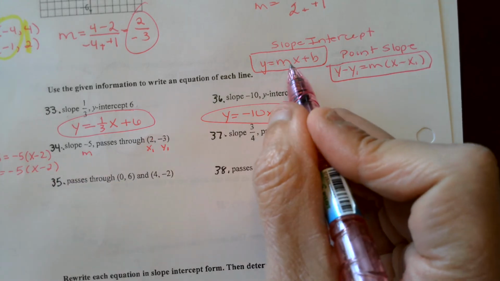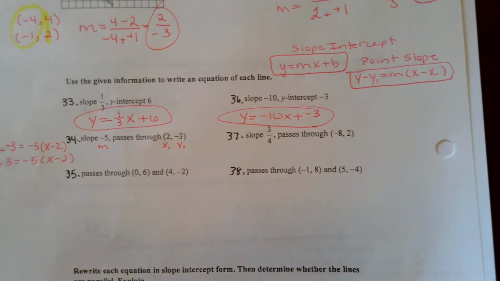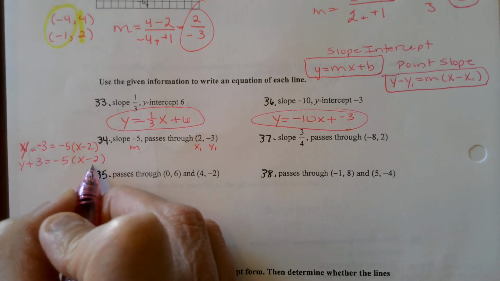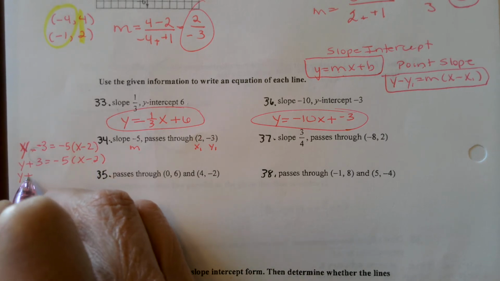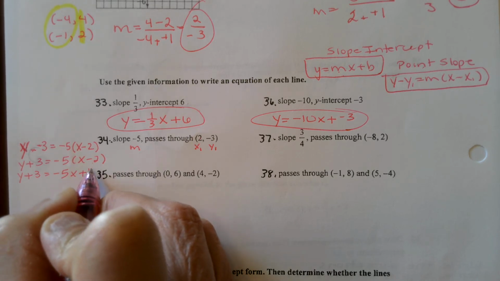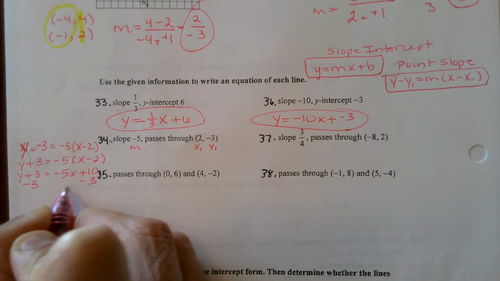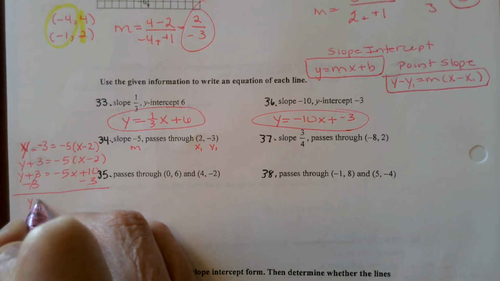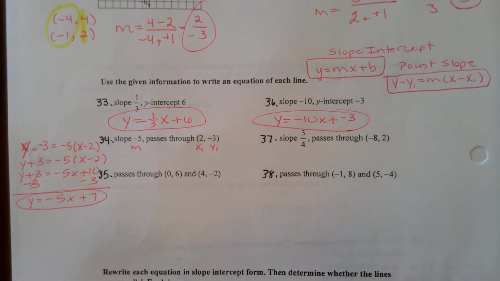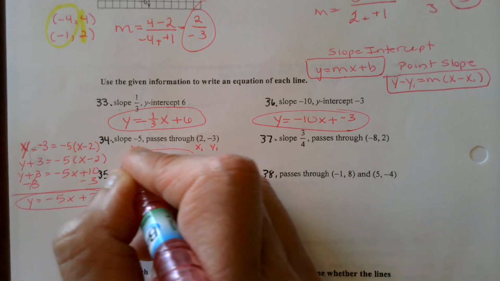Now I got to get it in this form. So I'm just basically solving this. Sorry about that. So I need to solve this for y. So first I'm going to distribute and get rid of the parentheses. Okay, I'm going to subtract 3. Oh, I can't subtract it from there. I got to go over here. And there you go. Y equals -5x plus 7.